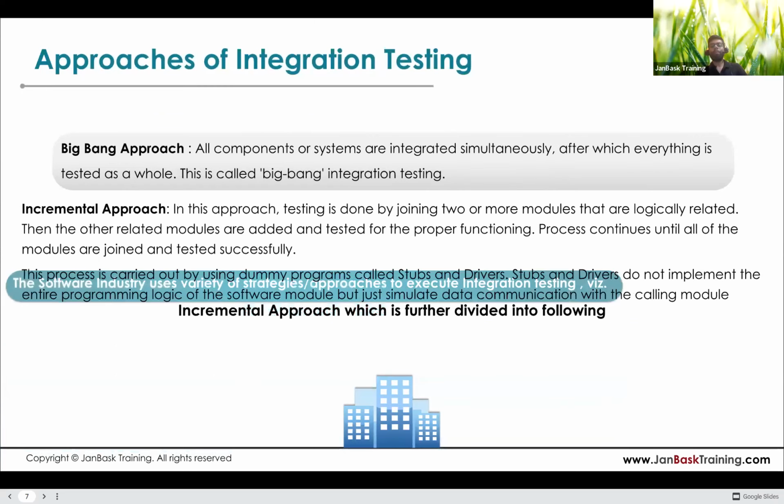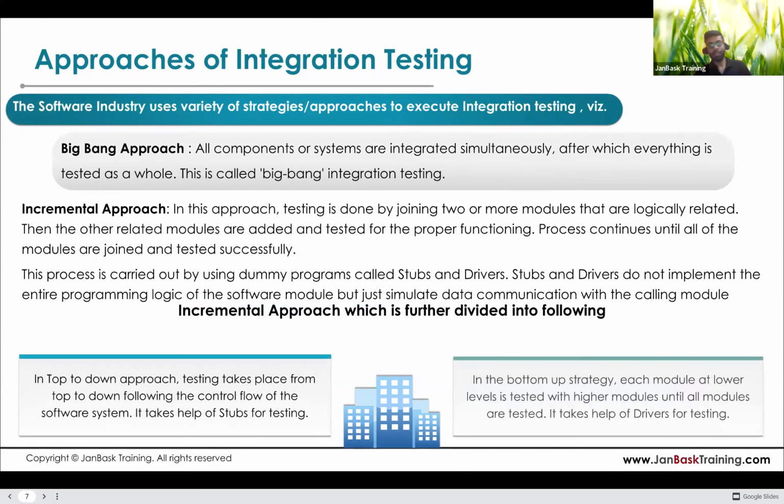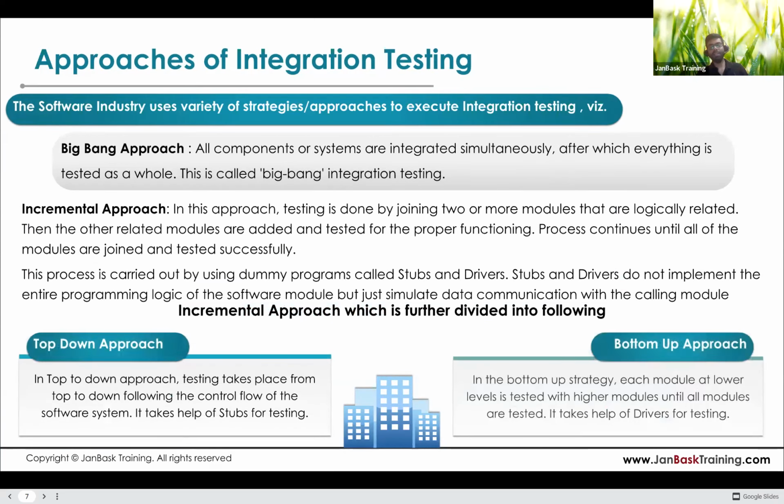So what are the different approaches of integration testing? Now, to understand this, we will need the second diagram. There are different strategies or approaches to do integration testing. The first is the big bang approach. So what do we do in the big bang approach? All the components or systems are integrated simultaneously, after which everything is tested as a whole.